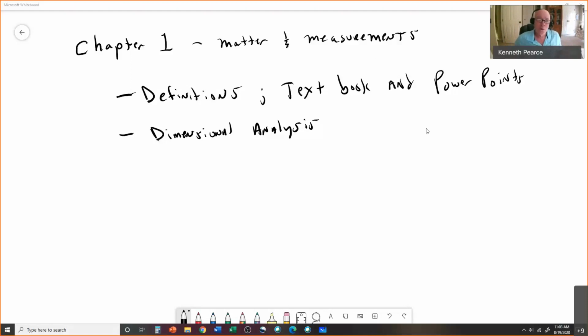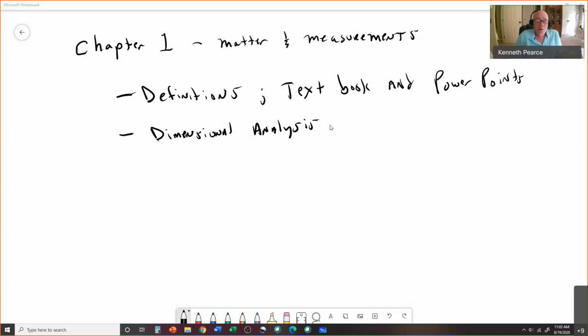Now, we're going to start with chapter 1, which is matter and measurement. And the first part, we're going to have definitions, which are going to be in your textbook and in the PowerPoints that we're about to do. And then we get into dimensional analysis. Now, let me tell you, dimensional analysis is the key number one skill for getting through Chemistry 151.